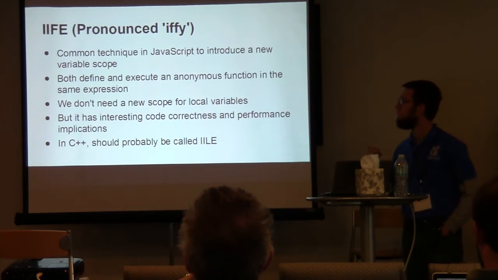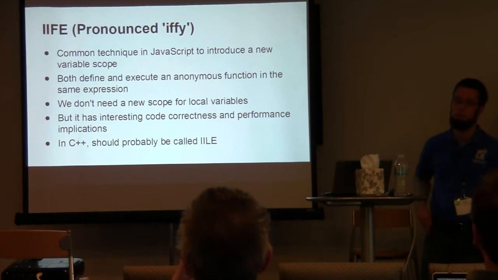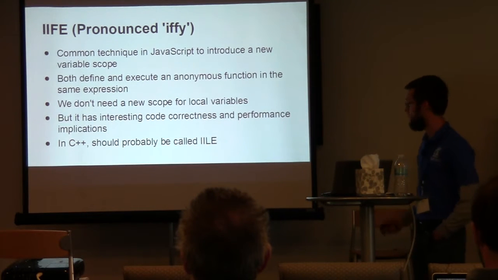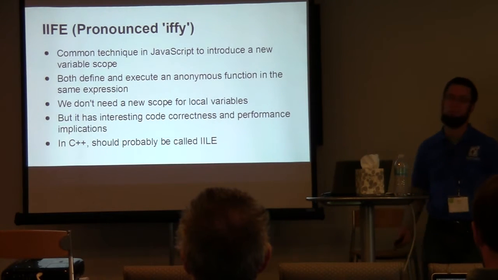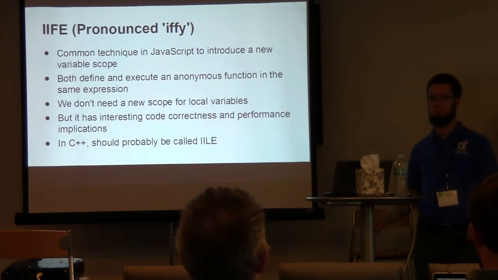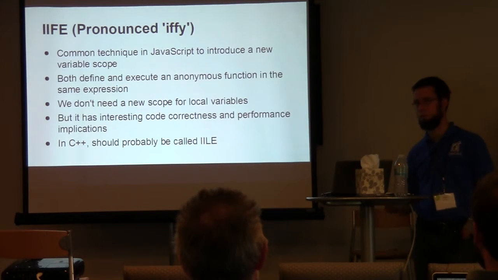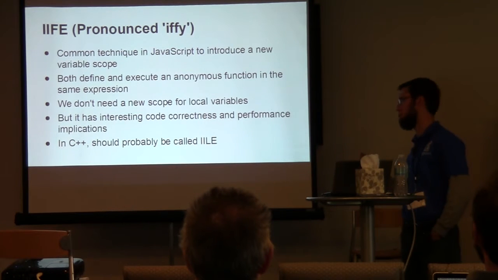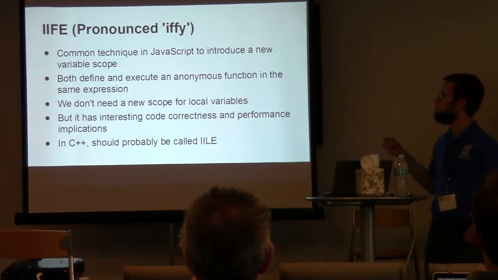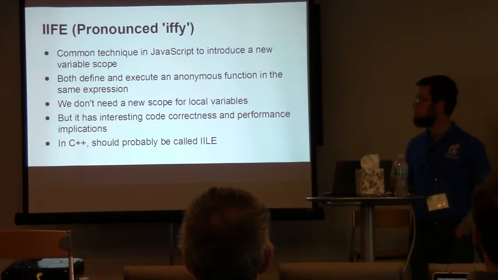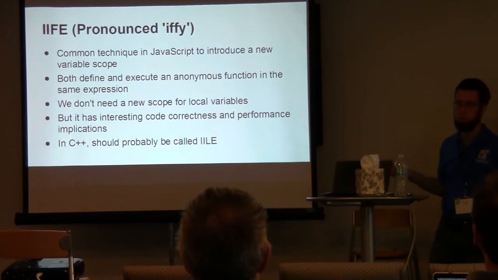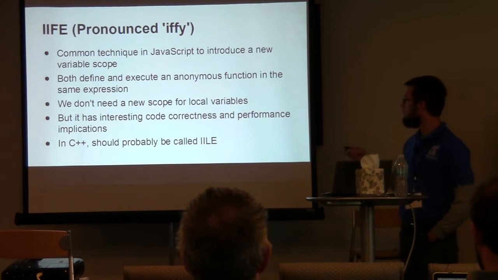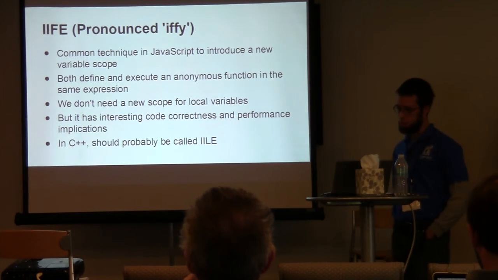So IIFE is a common technique in the JavaScript world to create a new variable scope. If I understand correctly, there's basically two scopes in JavaScript, which is the function scope and the global scope. So if you want your variables to not live in the global scope, you have to create a function. We don't really need that for C++, but I had been doing some JavaScript programming lately and it came to my mind to see what if I could apply this to C++.